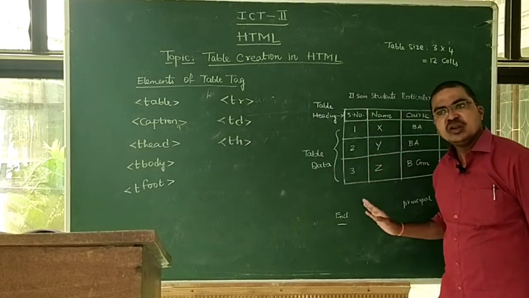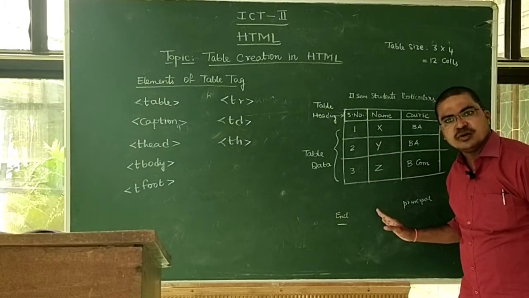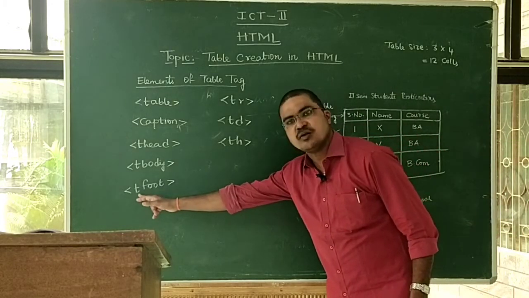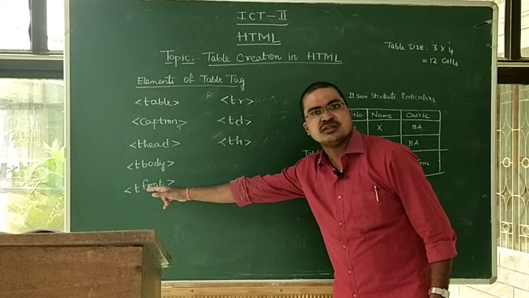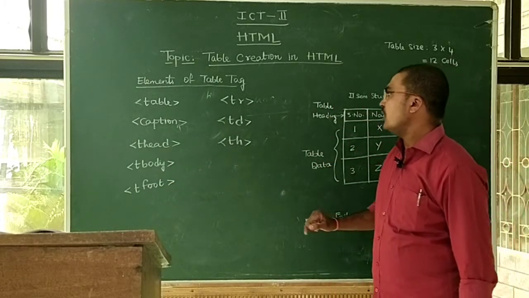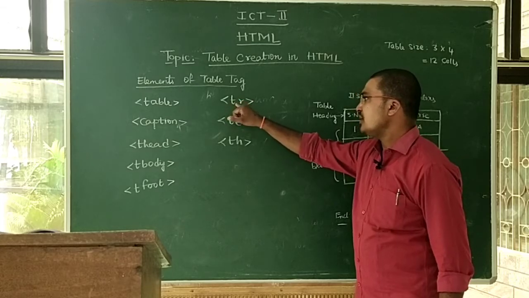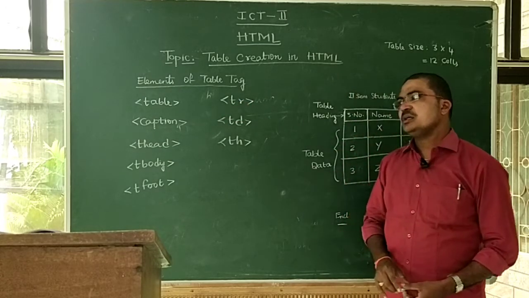In case any text is present about the table, it will be placed at the bottom of the table. The text should be surrounded by or arranged using the tfoot tag. Okay, and the next most important tag in HTML is TR.